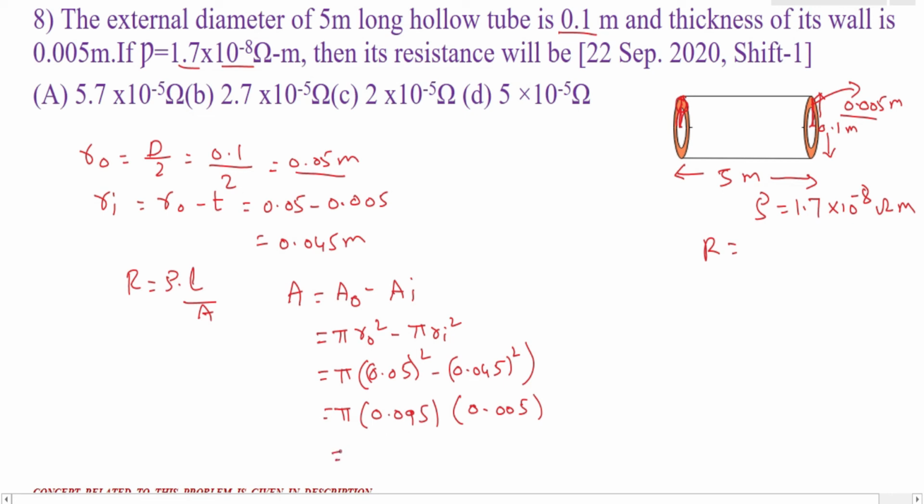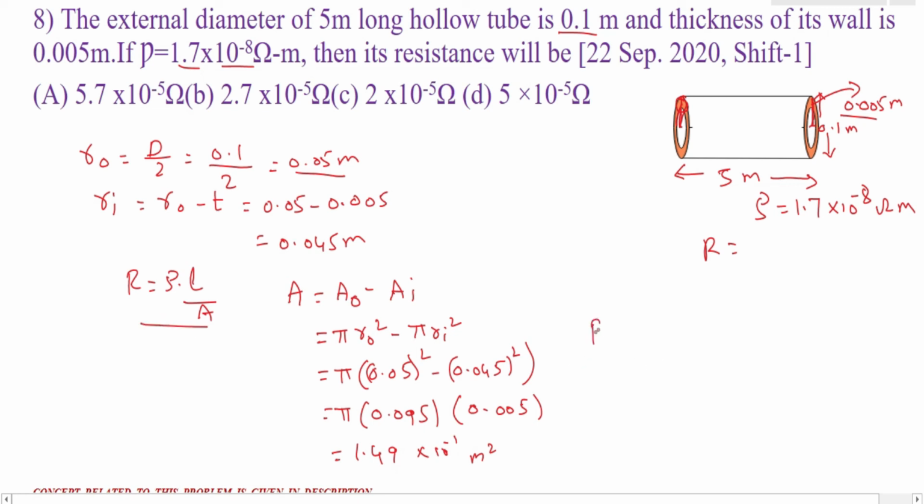Okay, now if I calculate this, then what will I get? I'll get the value of area of cross section as 1.49 into 10 power minus 1 meter square. Okay, so this is the area of cross section. Now you have to calculate the resistance and we'll use this formula. So what will you get?